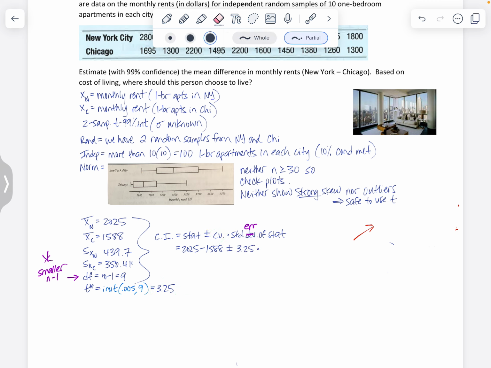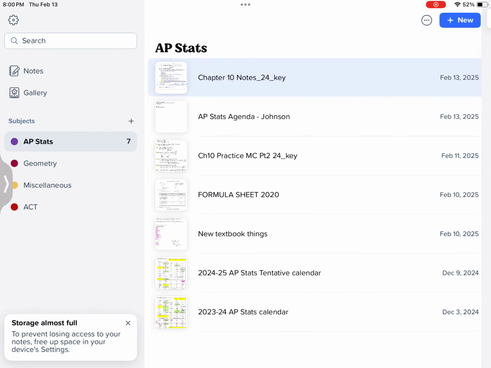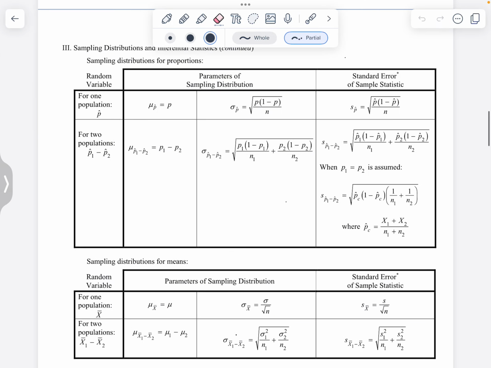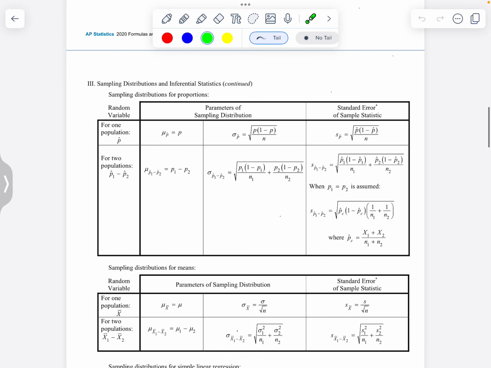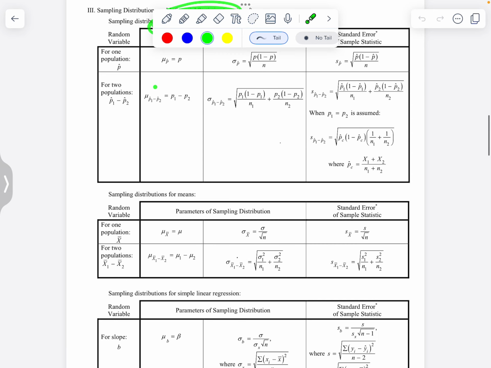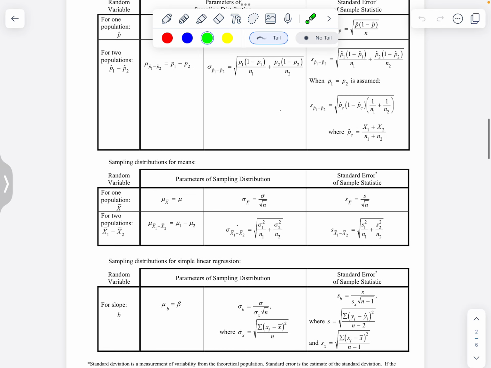And the standard error of the statistic, wowza. Let me go back to the formula sheet really quick just to point this out. So we are now on means, friends and family. We were talking proportions the last couple days. Now we are on means right here.